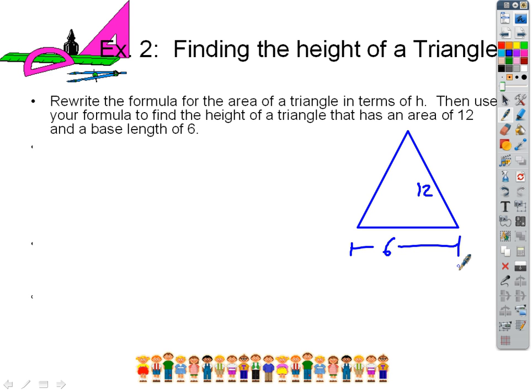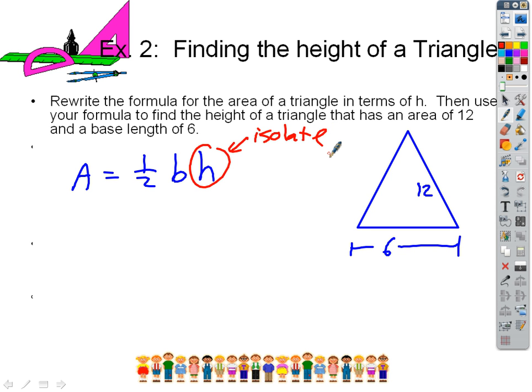Let's start with the formula. The formula for the area of a triangle we know is 1/2 base times height. Now, what's the stuff we know? Well, we know area, we know base, we're trying to find height. The thing that we're trying to find, we just want to isolate that. We want to take the original equation and come up with a different formula where we're solving for h. Now, what are the two things we'd have to do to get the h by itself?